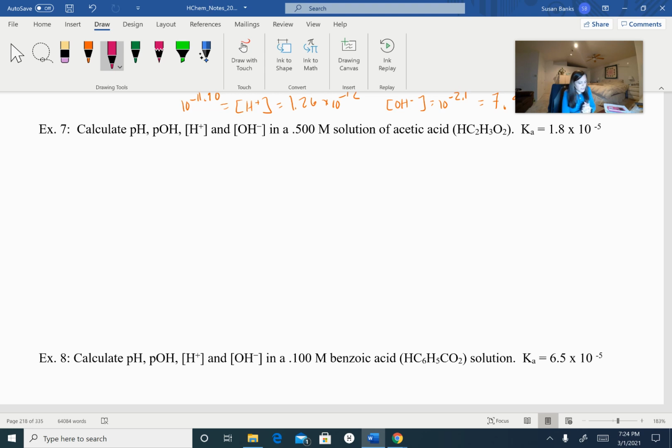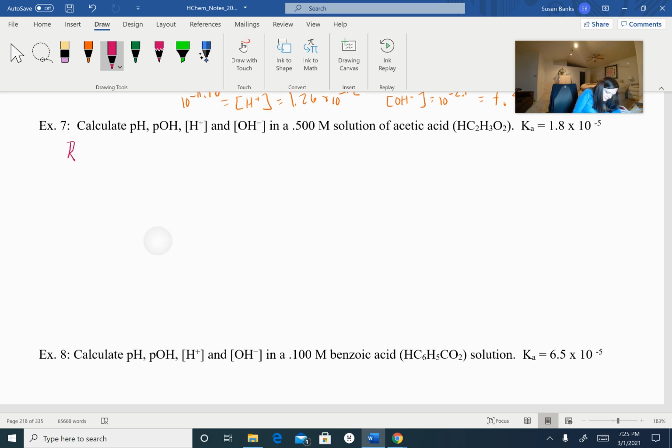Okay, so calculate the pH, the pOH, the hydrogen ion concentration, and the hydroxide ion concentration in a 0.5 molar solution of acetic acid. The acid dissociation or equilibrium constant is 1.8 times 10 to the negative 5. Okay, so here we go. Same type of thing. First thing we've got to do is write our equation. So we're going to start with our acetic acid. Okay, so here is our R.